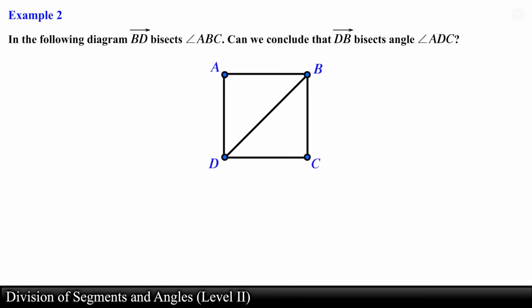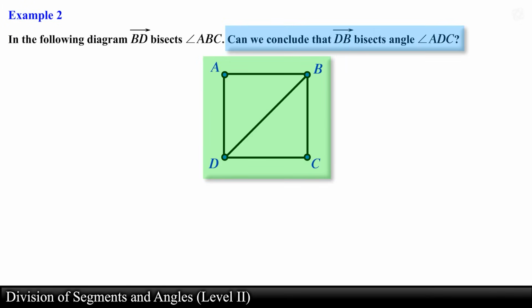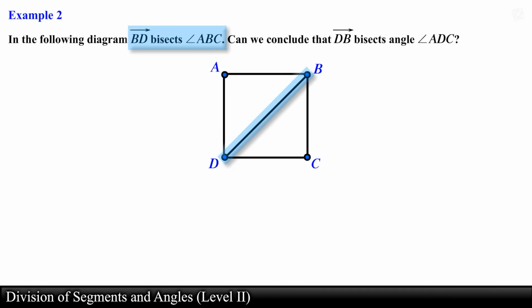In the following diagram, ray BD bisects angle ABC. Can we conclude that ray DB bisects angle ADC? In this problem, we are provided with a figure and are asked to determine if a ray bisects an angle. We're given that ray BD bisects angle ABC. This means that ray BD will split angle ABC into two congruent angles. In this case, angle ABD is congruent to angle CBD.